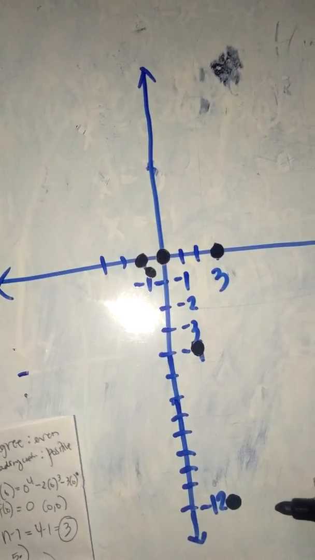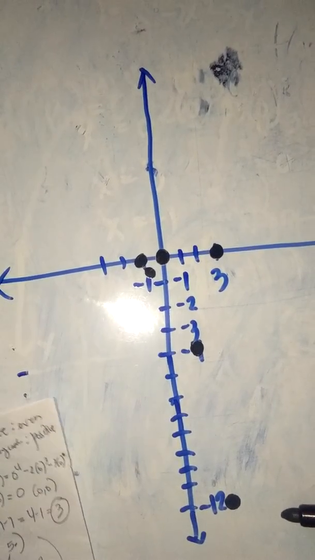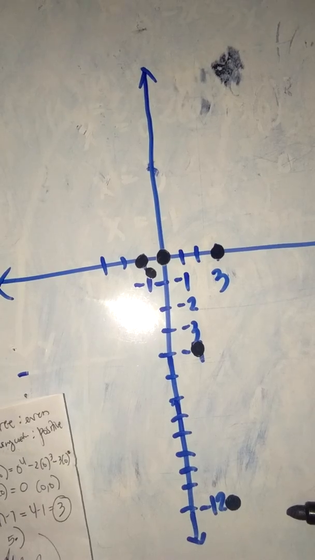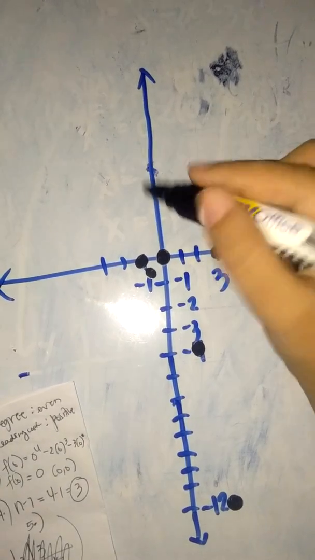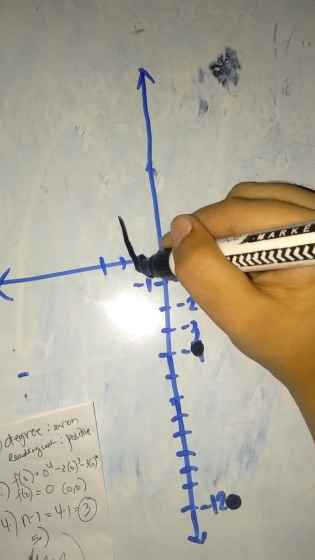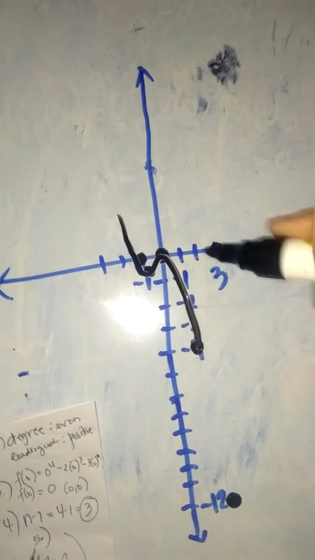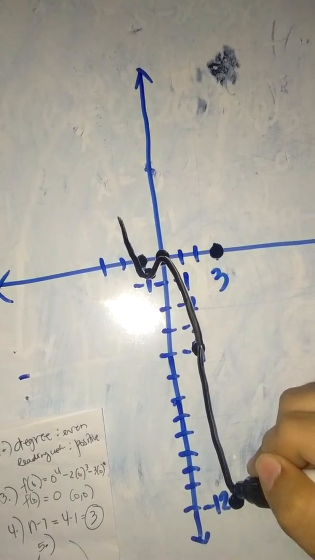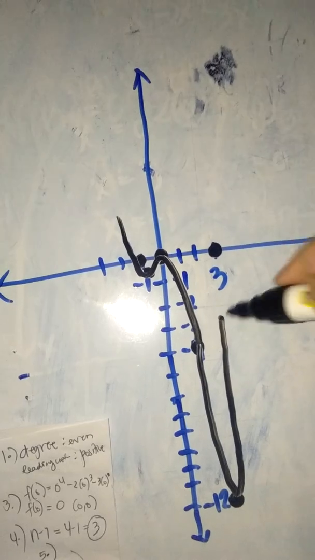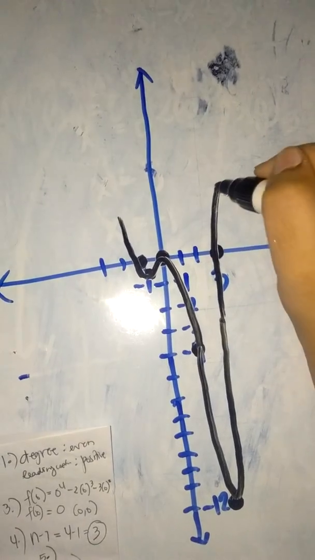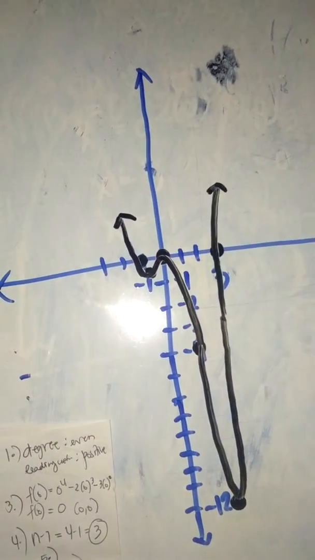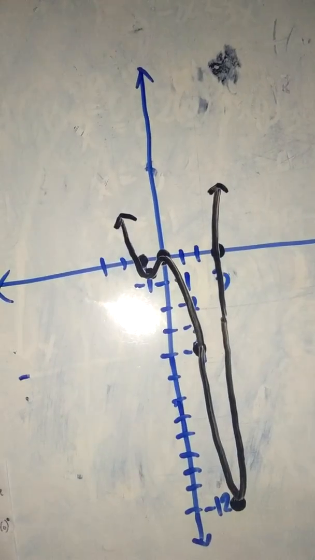Okay, and since we know that our graph is the type 3 graph where both sides rise upward, we will now connect our points. So our graph will look like this.